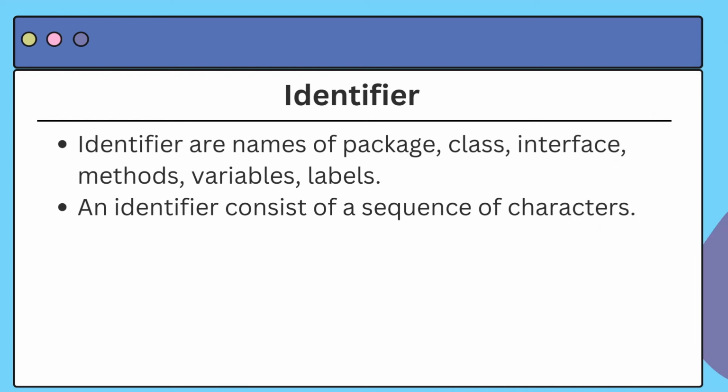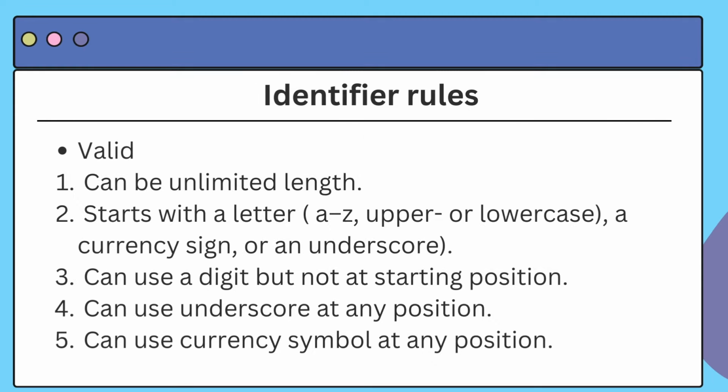Now let us look at what an identifier is. Identifiers are nothing but the names of your packages, classes, methods, variables, and so on. An identifier consists of a sequence of characters, but there are some rules for naming your identifier, and we will see them in our next slides.